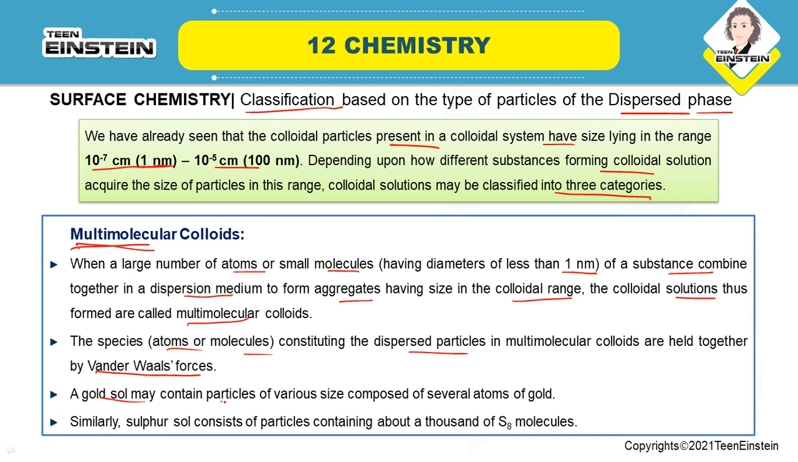A gold sol may contain particles of different sizes composed of several atoms of gold. So this is one example. Similarly, a sulfur sol consists of particles containing about 1000 S8 molecules. If you consider an individual S8 molecule, it will not be in the range of colloidal particles, that is, not in the range of 1 nanometer to 100 nanometer. It will be less than 1 nanometer because it is very small. But if 1000 S8 molecules come together, the size will be in this range. Okay, so this is multimolecular colloids.